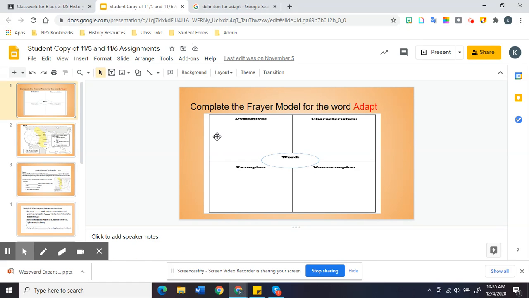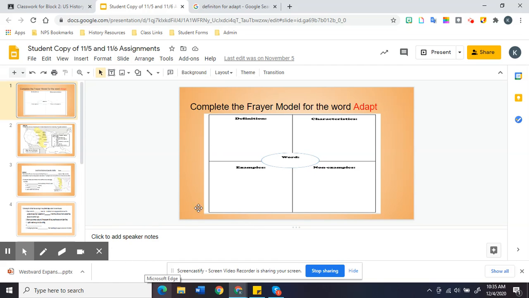So, what are some characteristics of adapting? Learning a new skill, changing your wardrobe, you're adapting to the weather. So, when it becomes winter, you start wearing warmer clothes, using blankets at night. Examples: we all had to adapt to the pandemic and social distancing rules and learning virtually. Non-examples: people who refuse to adapt, people who refuse to wear masks, or people who still wear shorts and flip-flops in the winter.